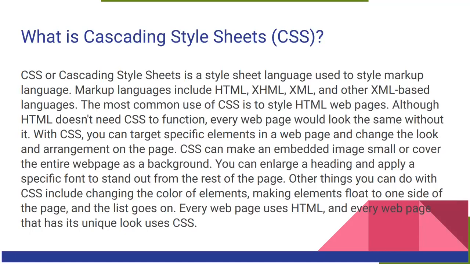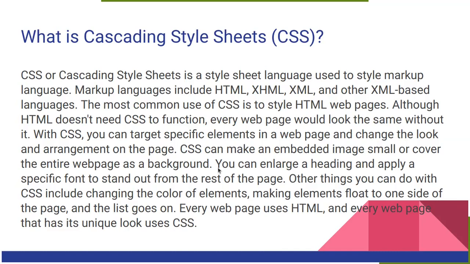Then what is Cascading Style Sheets? CSS is a style sheet language used to style markup language, which means we can have HTML or XML. So we can use CSS to style our HTML web pages. In the HTML web pages, we can have any elements like a text or an image. We need some background or some colors for the text, right?